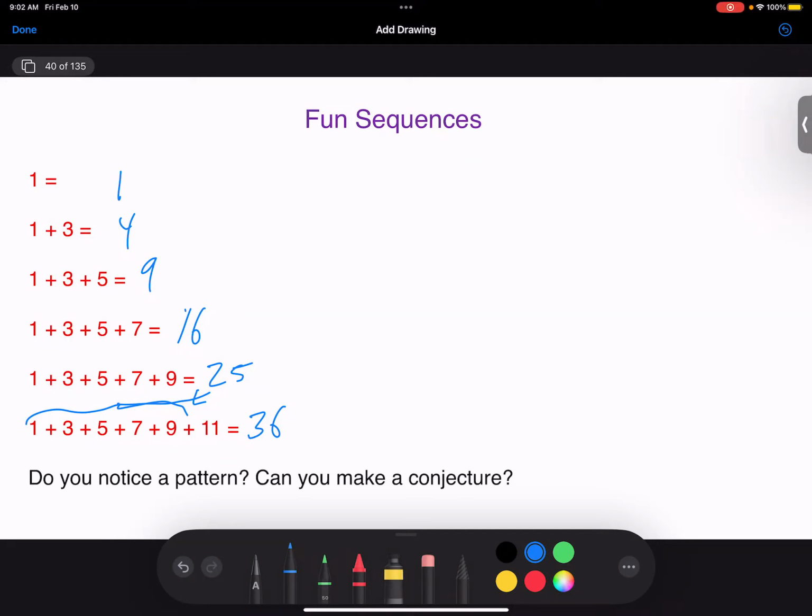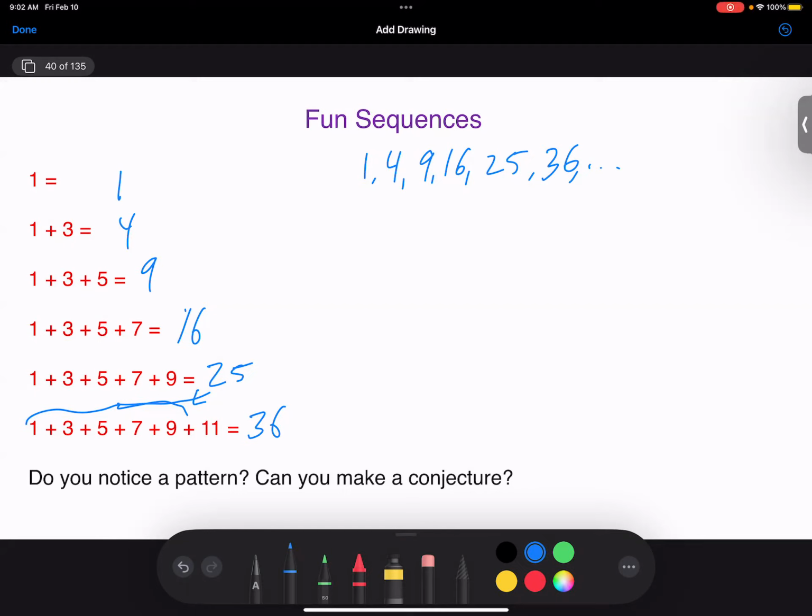All right, does anybody notice any patterns? 1, 4, 9, 16, 25, 36. It's the squares. How do you figure which square is associated to which sum? Is the next one going to be 49 or could it maybe be 100? What's the connection? The order in which they appear.